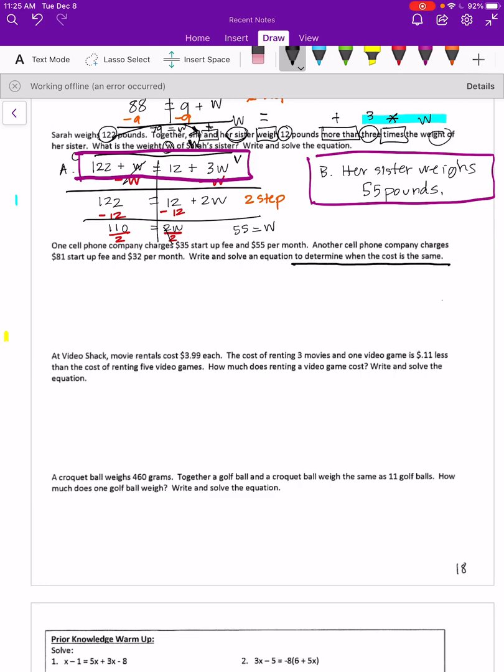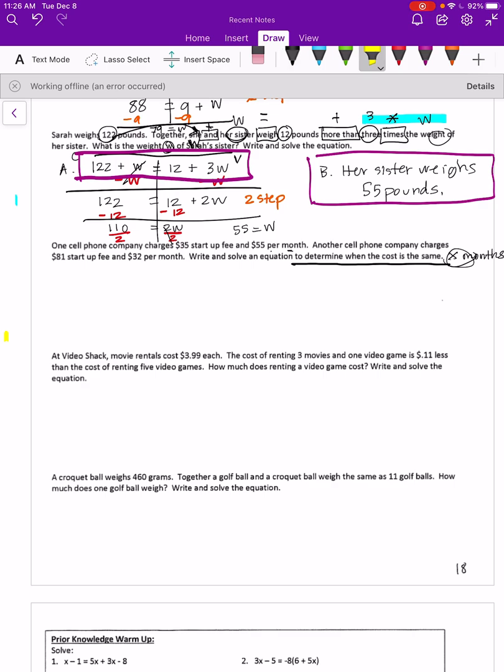Now, you have to be careful because sometimes they'll just say "when the cost is the same" and they won't tell you exactly what that is going to represent. But we know it's a $35 startup fee, and it says it's $55 per month. So it sounds like we don't know what "month" says. So to determine when the cost is the same, X is going to stand for months. Sometimes it doesn't tell you in these problems. Most of them do, but this one doesn't happen to. So months is what we're looking for.